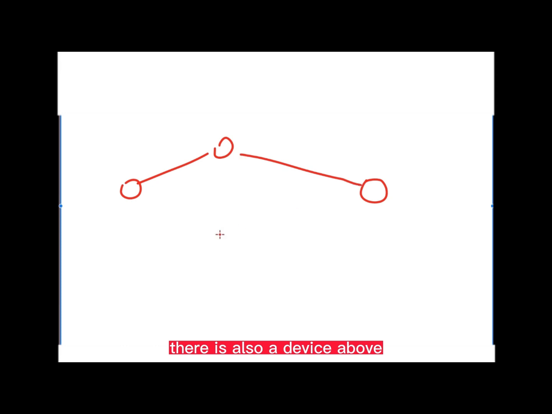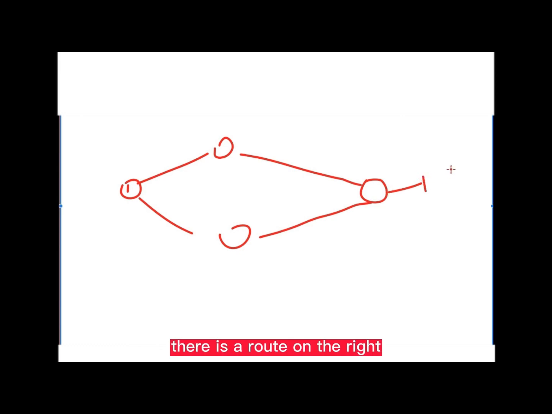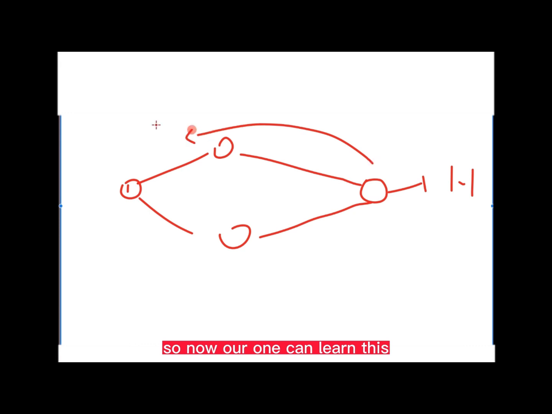Okay. Let's take a look. For example, now here is a device. There is also a device here. There is also a device above. There is also a device below. This is R1. There is a route on the right, on the 1.1 network segment. For example, after I run EIGRP, now R1 can learn this route from both above and below.